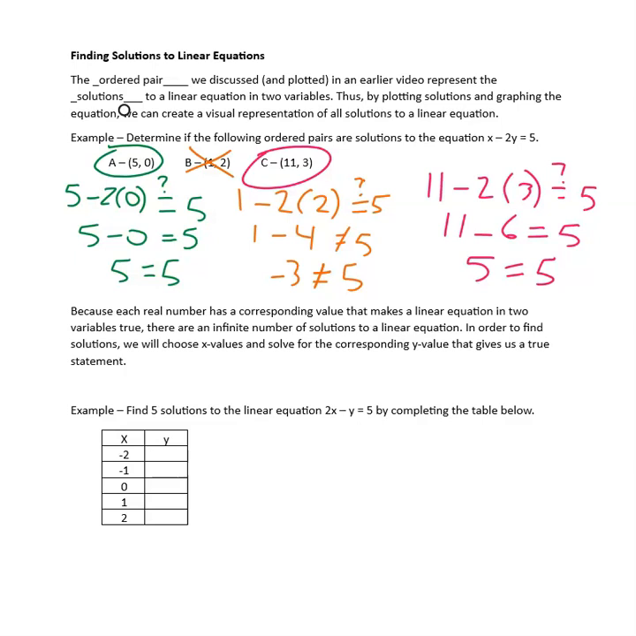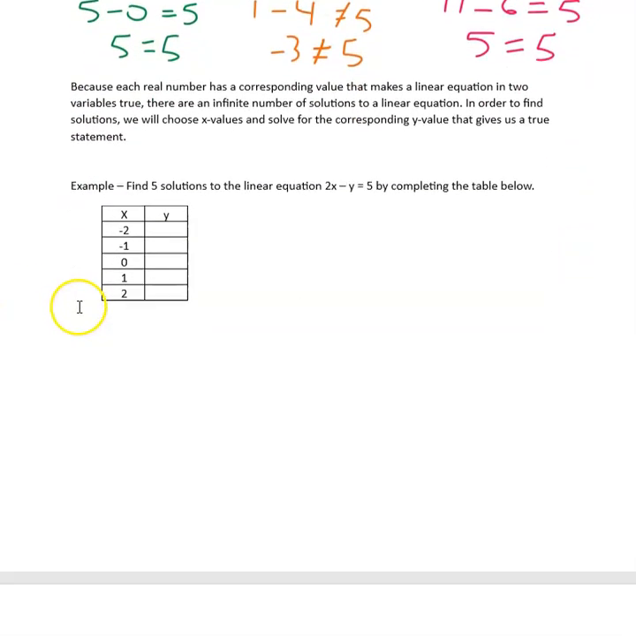Eventually we'll be able to choose our own values, but let's look at an example first where we are given specific x values to test, and we are looking to solve for y. So we want to find 5 solutions to the linear equation 2x minus y equals 5 by completing the table below. You'll notice in this table I've simply given you the x values and we're going to solve for the corresponding y values. So let's start with x equals negative 2.